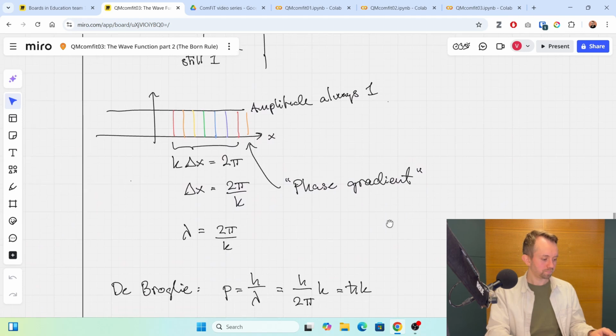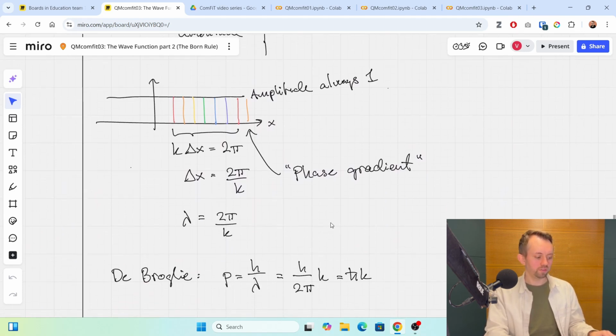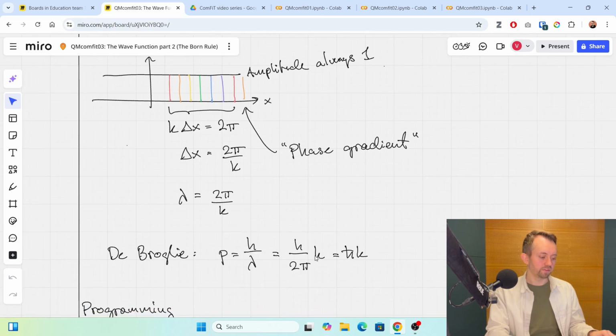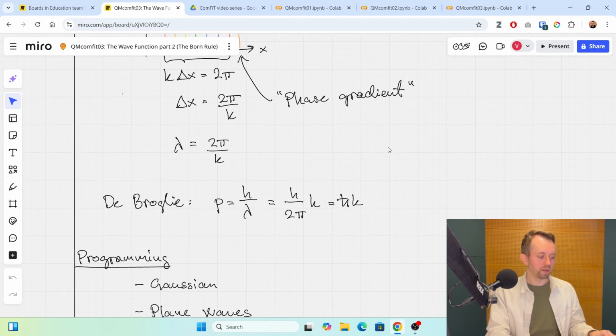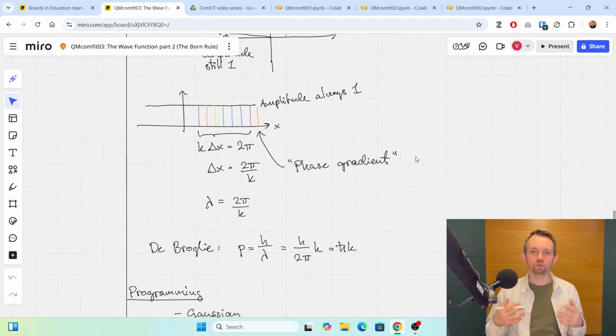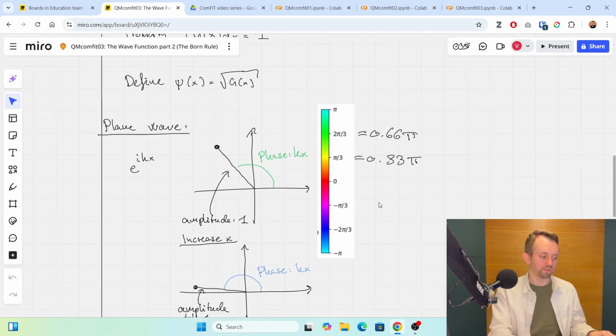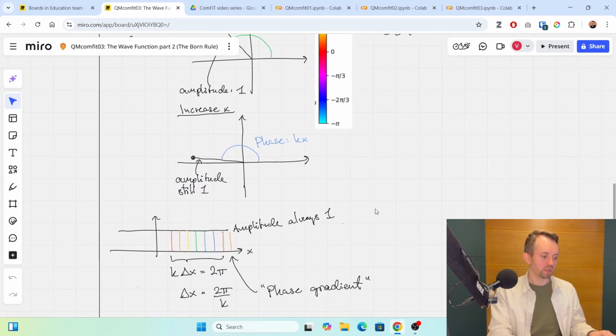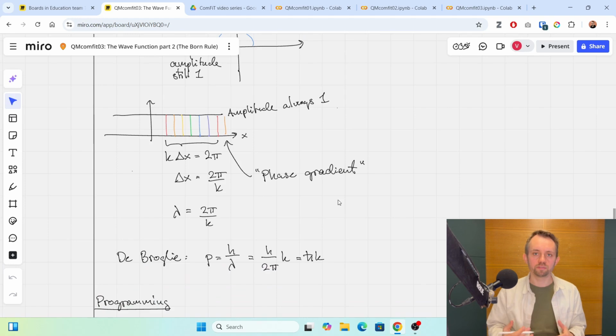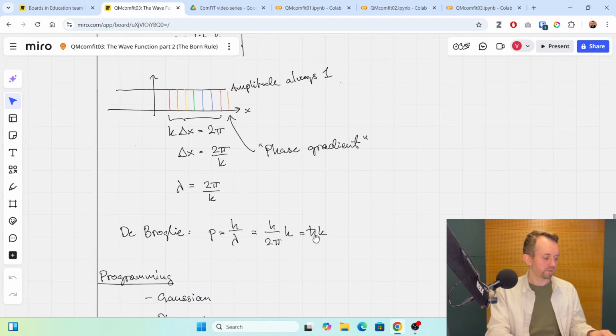Now, de Broglie suggested that the momentum of a particle is given by h divided by the wavelength, which means that if I insert the definition of the wavelength as 2 pi over k, then I get that the momentum is supposed to be h bar times k, where h bar is Planck's constant divided by 2 pi. So we have two kinds of functions to play with. We have the Gaussian function, which is creating something that's localized in space, and then we have these plane waves, which indicate a state of the system which has a defined momentum given by h bar times k.